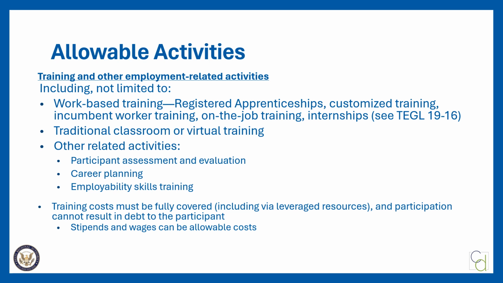The first set of allowable activities are training or other employment-related activities. Workforce training strategies may include, but are not limited to, activities such as work-based learning, for example, registered apprenticeship programs, customized or incumbent worker training, on-the-job training, internships, and related activities. See the training and employment guidance letter linked on page 11 of the FOA for more information here. Training and work-based learning can also include traditional classroom or virtual training.